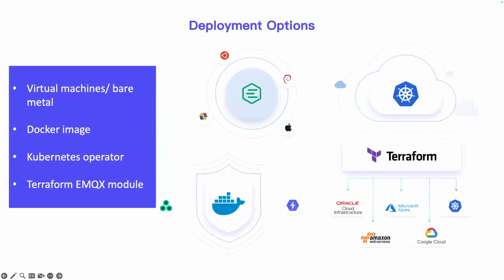So let's take a quick look at some of our deployment options. Very versatile in the deployment and very lightweight. All you need is a minimum of 2 cores and a 4 GB machine. Our broker supports CentOS, Debian, Ubuntu, and the Mac OS operating systems. So we are Linux based.